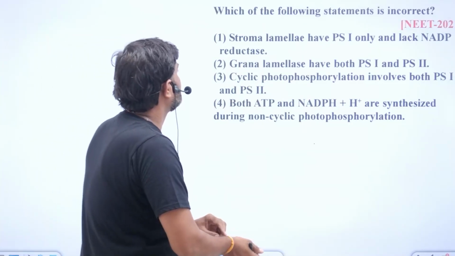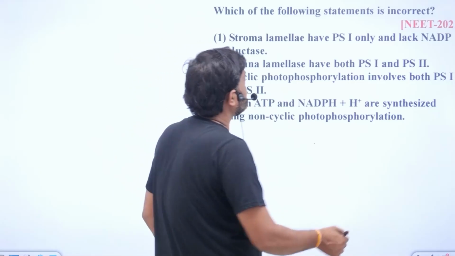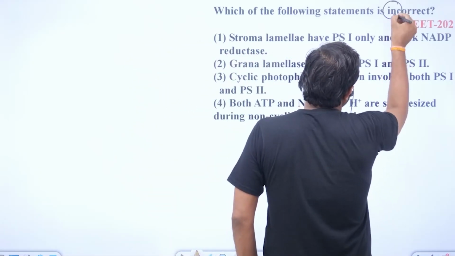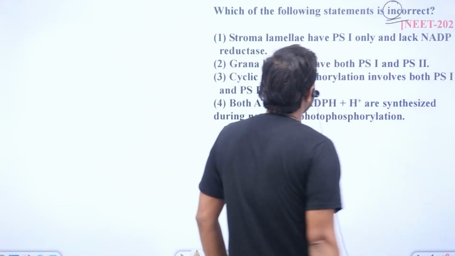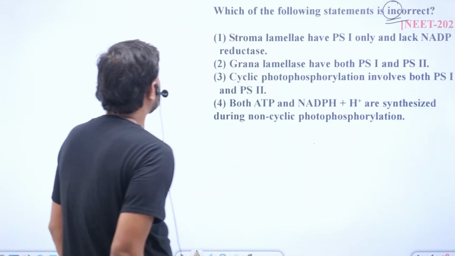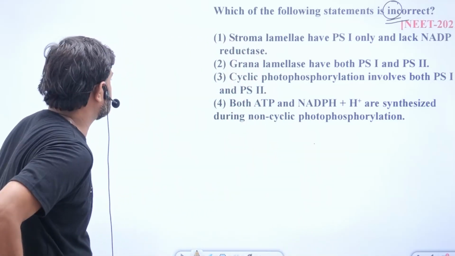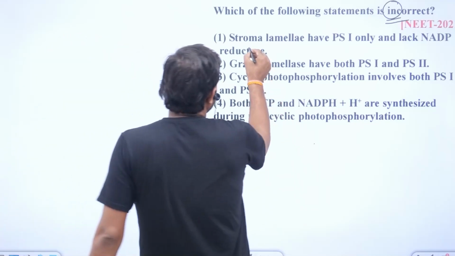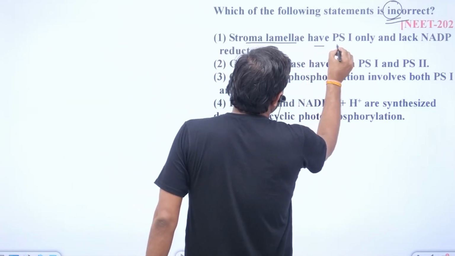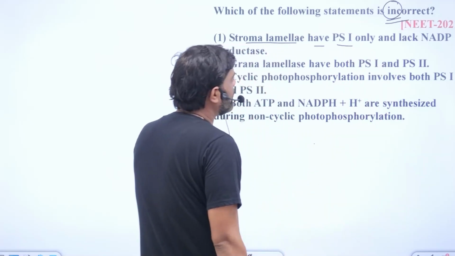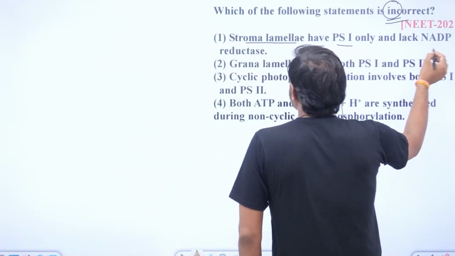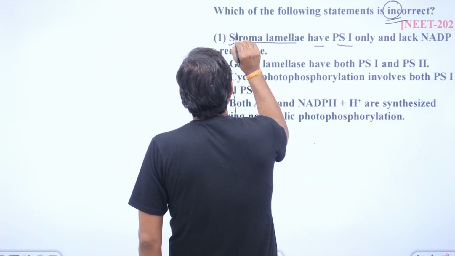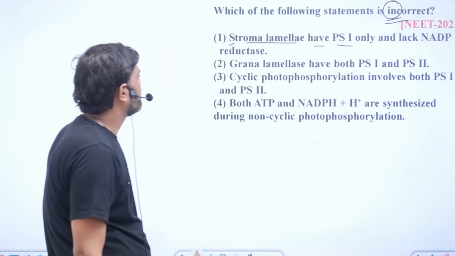Which of the following statements is incorrect? Identify the incorrect statement. This question is related to the photosynthesis pigment systems. First option is stromal lamella. Stromal lamella have pigment system first only and lack NADPH2 reductase. These statements are correct.